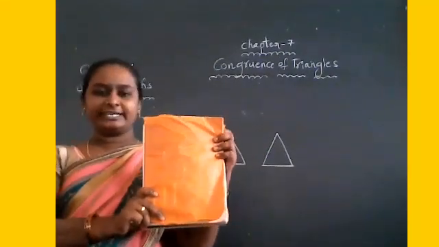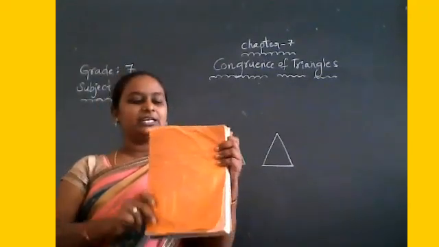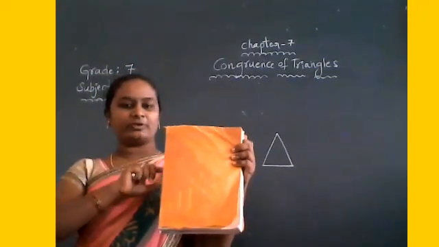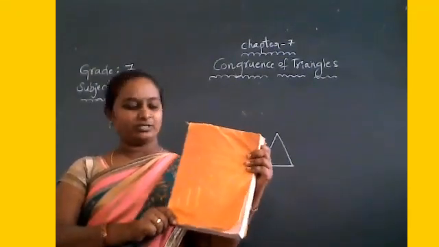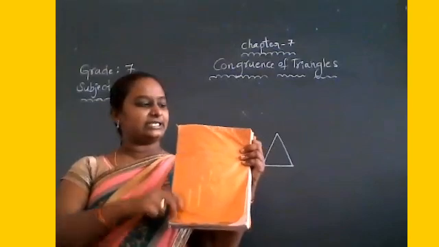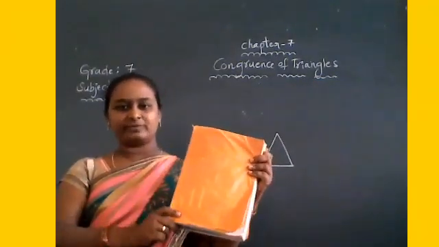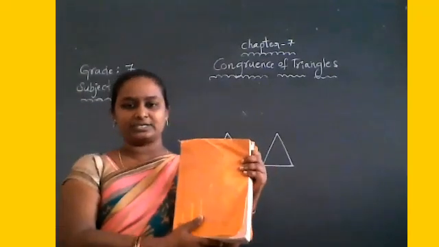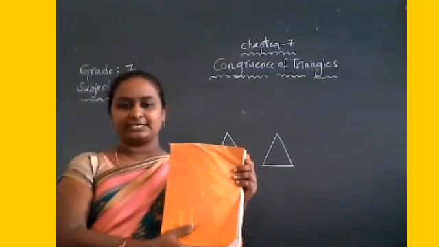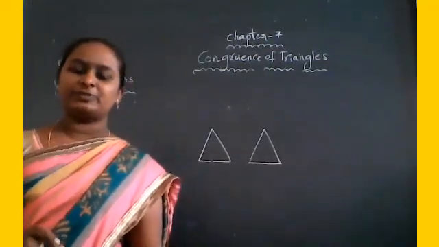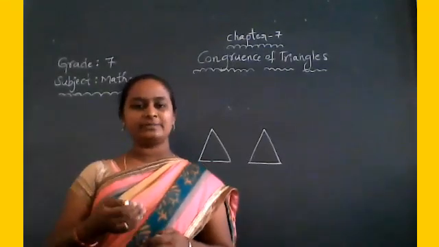Is there any difference appearing? There is no difference. I placed one textbook over the other, and there is no change. That means they have exactly the same shape and the same size also. So these two textbooks are congruent. The two textbooks have the same shape, same length and the same size.